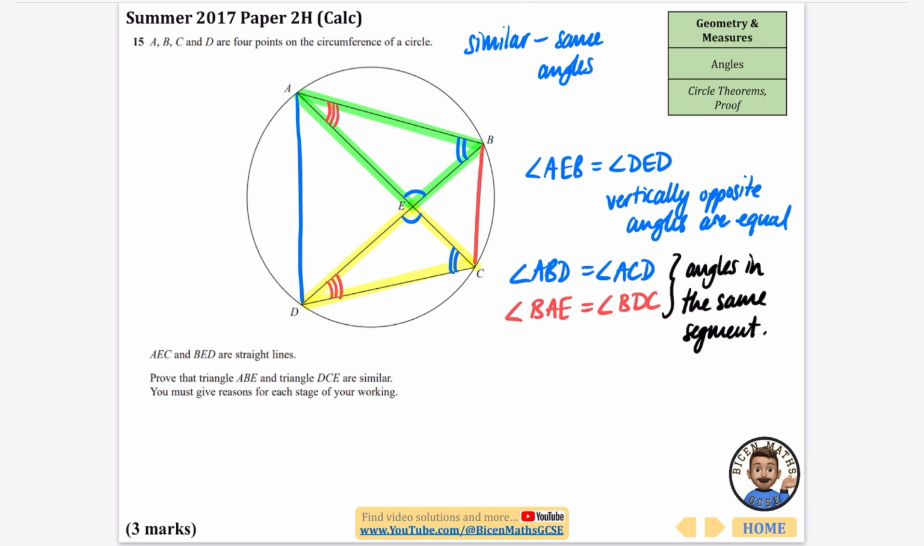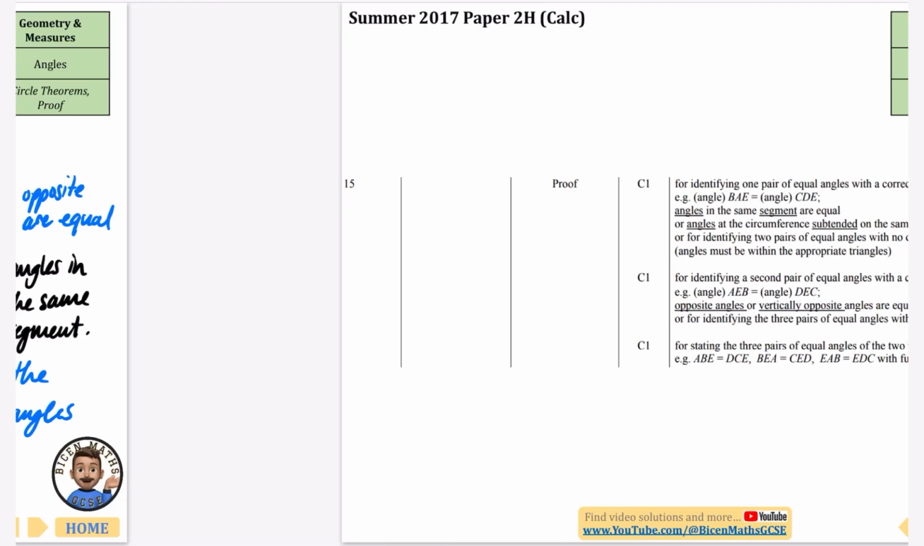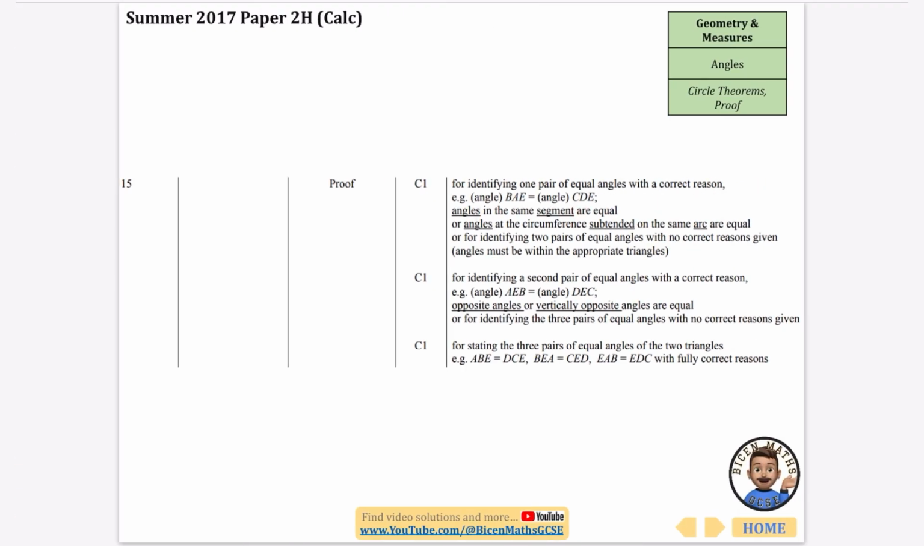And then we're just going to do a concluding statement to show that they are similar. Because they have all the same angles, the triangles are similar. Okay, so the mark scheme's not super clear for this, but the reasons we are looking for are the angles in the same segment and the vertically opposite angles that we've got as well.